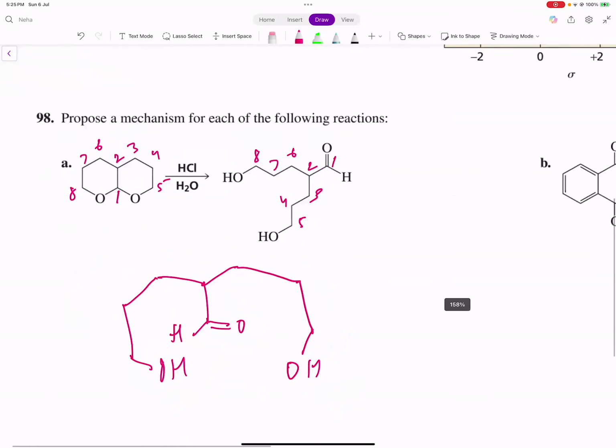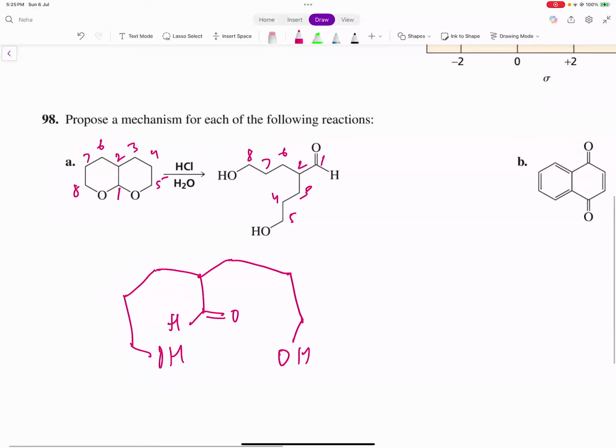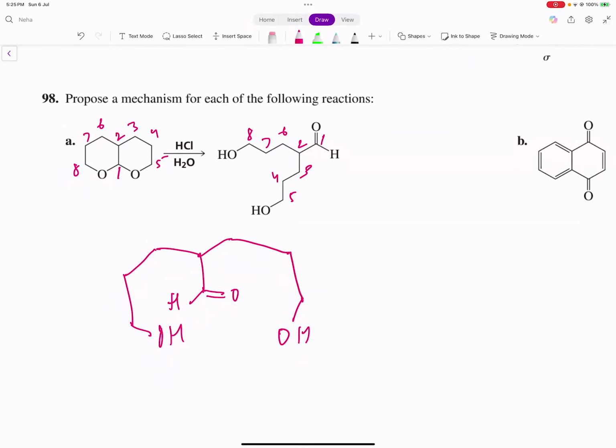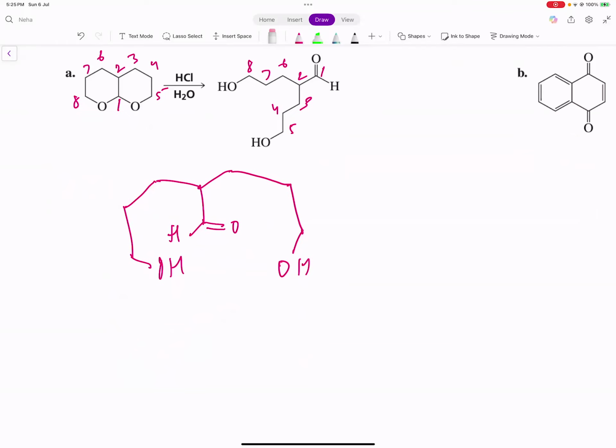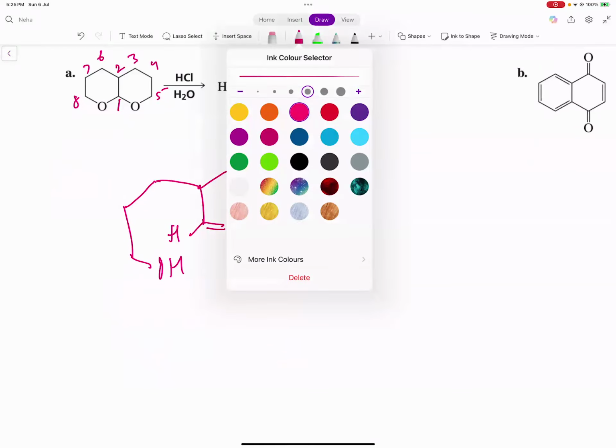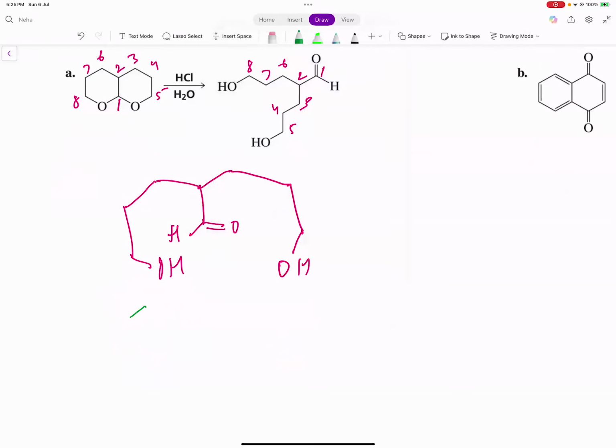Okay, the mechanism, I'll send it to you, but you can try at home. The mechanism will start like this. First, a protonation will take place. You can protonate any of these, let's say you protonate this. Then the lone pair will assist, and this will open up.